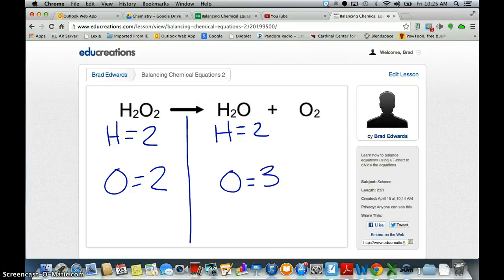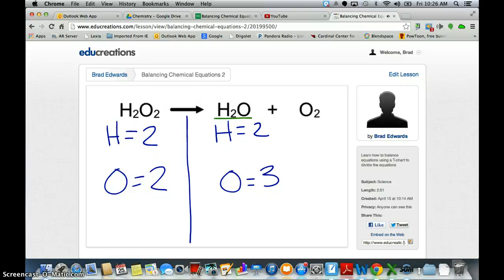We need to make sure that all the elements are equal on both sides. So remember, we need to make all the odd numbers even. So over on the product side, we find that in the water molecule, this is our uneven or odd compound. So we're going to start with that.